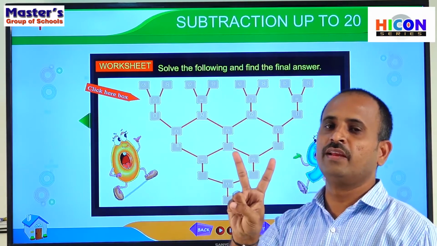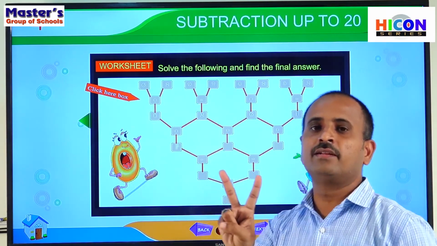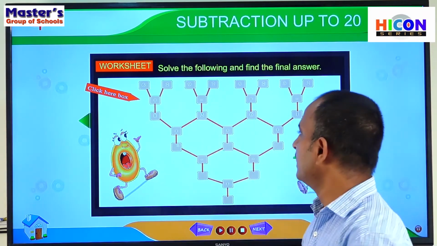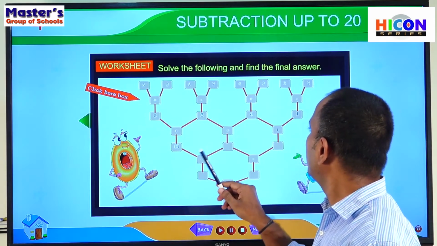Start counting from the first number. After 8 we will get 9. So start counting from 9. 9, 10. So the answer is 10. Write 10 in this box. Now go to the next one.